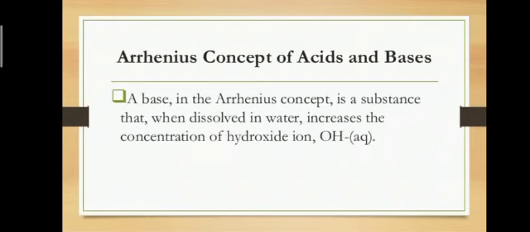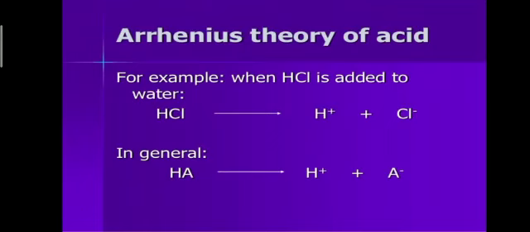Similarly, a base is a substance that, when dissolved in water, increases the concentration of hydroxide ion in the aqueous solution. The general examples of Arrhenius acids are sulfuric acid, nitric acid, hydrochloric acid, or phosphoric acid, whichever you want. Here we take hydrochloric acid.